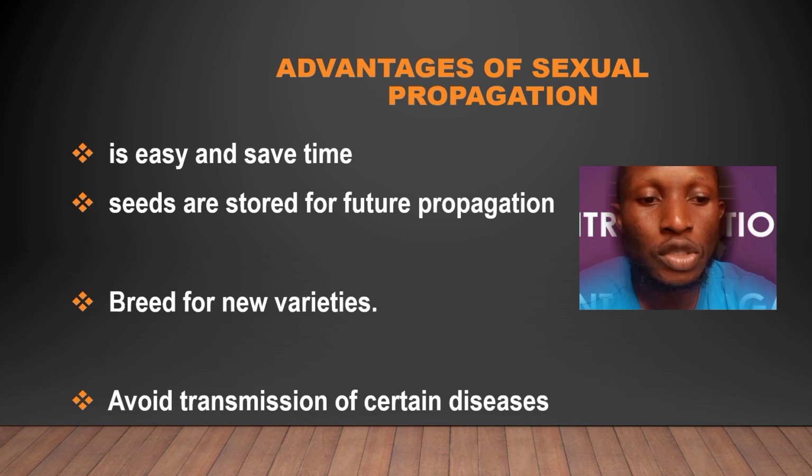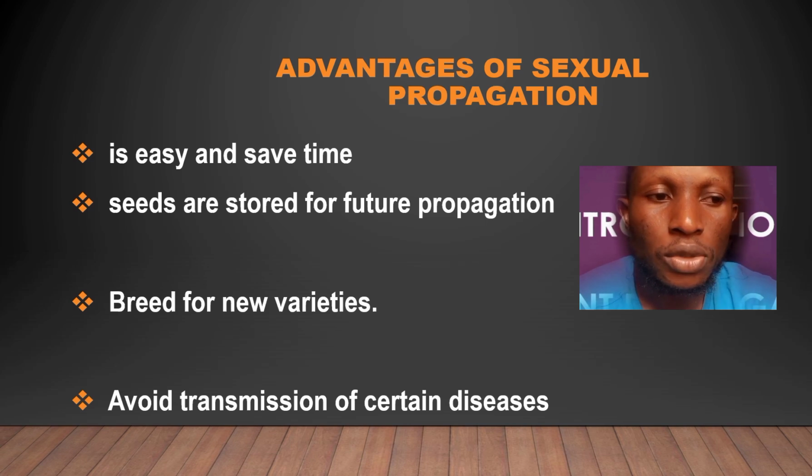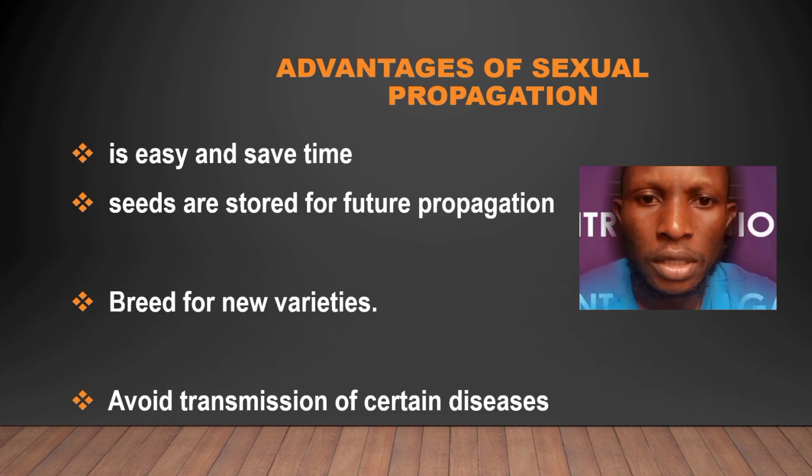One of the advantages of sexual propagation is it avoids certain diseases. Diseases are not transmitted, so it cuts off disease from the parent plant. So that's some of the advantages of sexual propagation, that it avoids transmission from parent plant to seedlings. So it's good that you look into this sexual propagation. So you discover that diseases are not transmitted from parent plant to seedlings, and breed for new varieties. We have seed stored for future propagation. It's easy and it saves time.